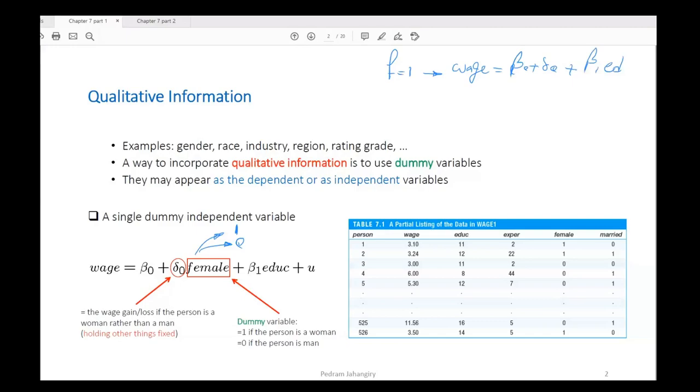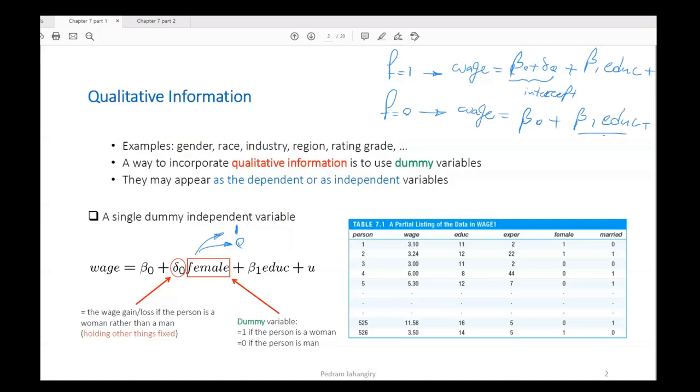Okay. So this means that the intercept for female is going to be beta 0 plus delta 0. For male, it's going to be what? I just need to replace female with 0 in the model. So I have beta 0 plus beta 1 education plus u, right? So nothing is going to happen to the coefficient of education in this setup, right?